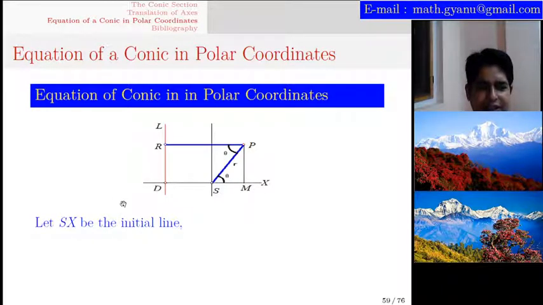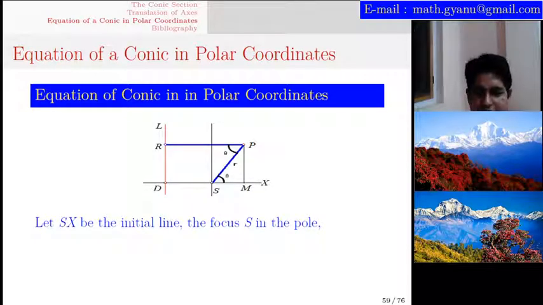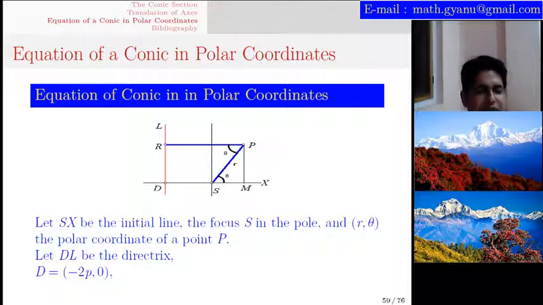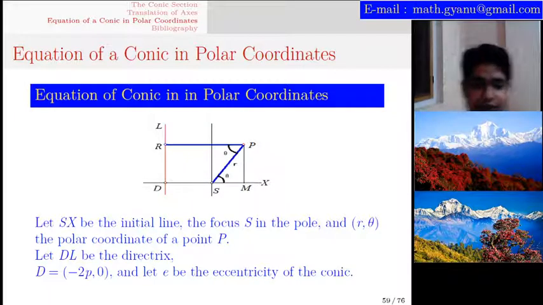Let x be the initial line. What is the definition of a conic? There will be one fixed point, that is the focus, and a fixed line, that is the directrix. So let x be the initial line, the focus is at the pole, and r, theta the polar coordinates of a point P. Let DL be the directrix. D is the point minus 2p comma 0. You may write p also, but for simplicity we write minus 2 times p. And let E be the eccentricity of the conic.